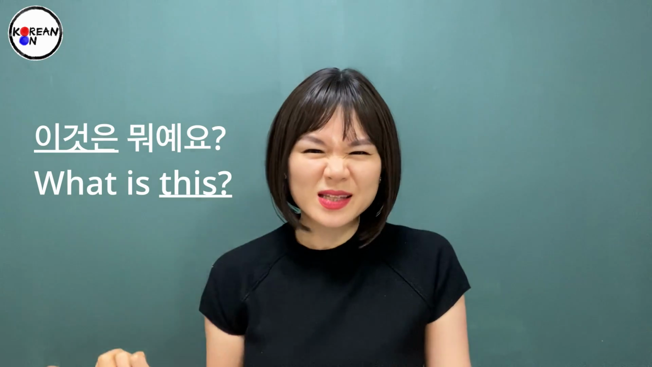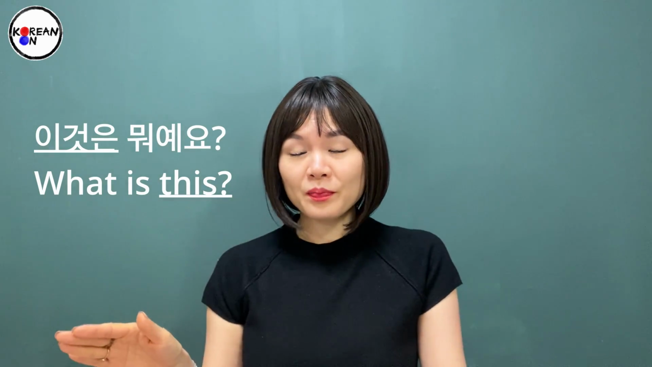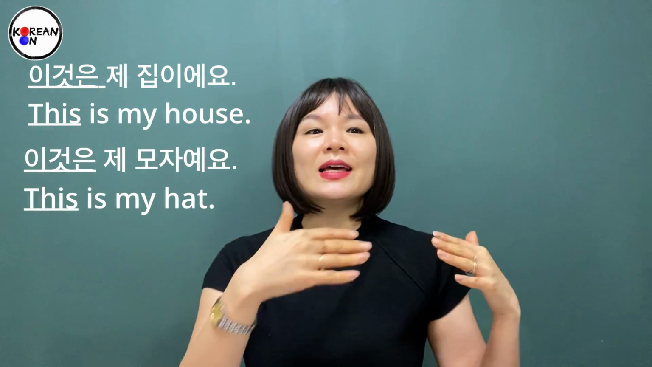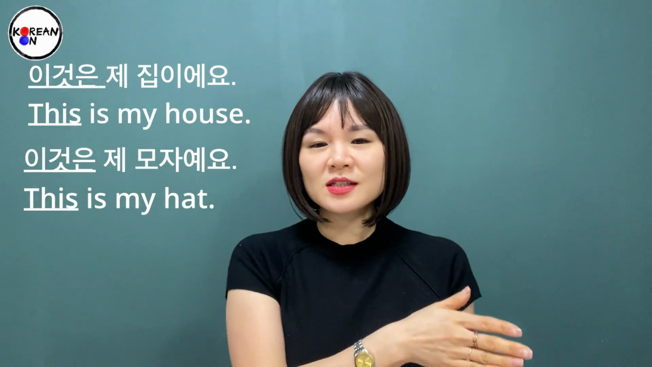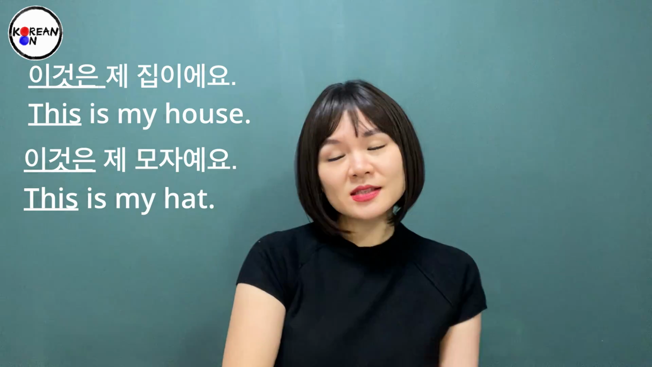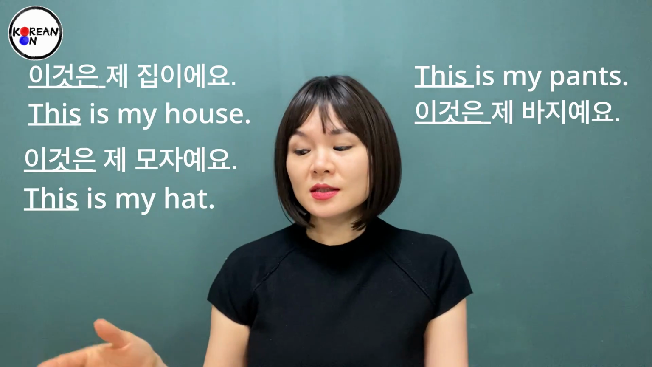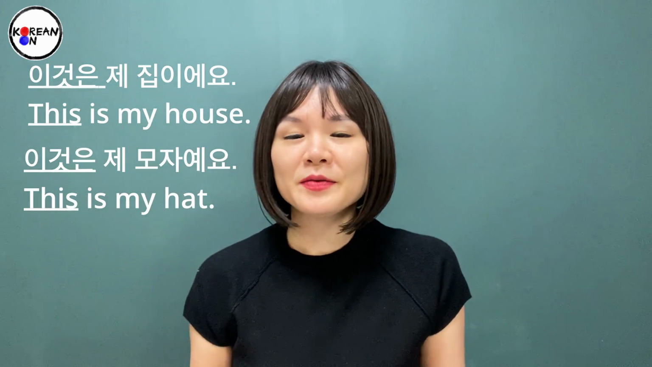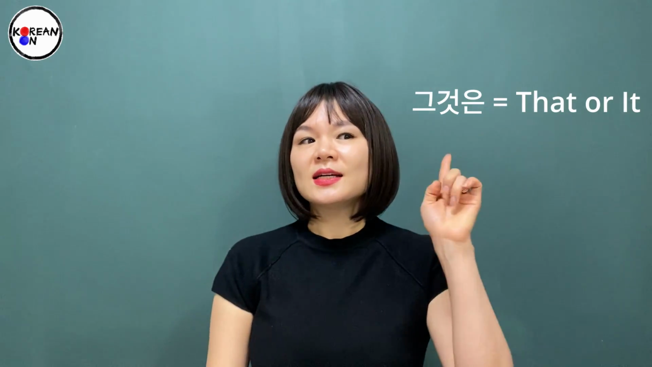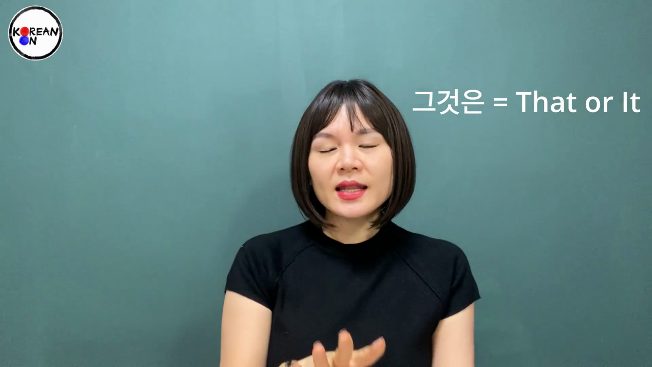For example, what's this? 이것은 뭐예요? In this case, this is my pencil. This is my brand new car. This is my hat, which is used as a noun. So, 이것은 제 집이에요. This is my house. This is my hat. 이것은 제 모자예요. Or this is my pants. 이것은 제 바지예요.